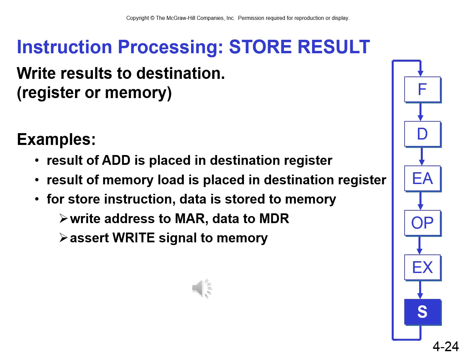The final step in the instruction processing cycle is store, or store results, and it will write the results to the destination register or memory. So the result for add is placed in the destination register. The result of the memory load is placed in the destination register. For the store instructions, data is stored to a memory address. Remember, you're loading from memory to a general purpose register. You're storing from a general purpose register out to memory.